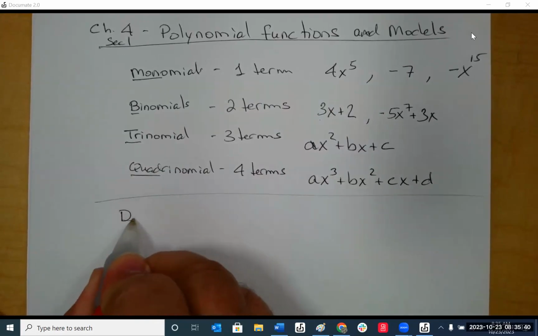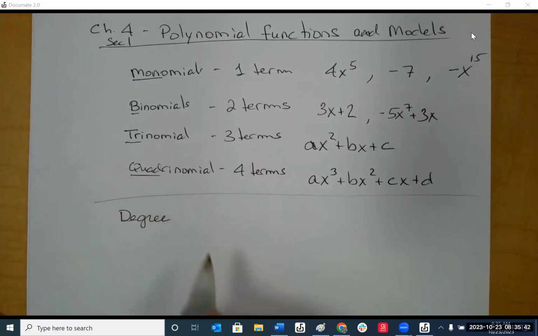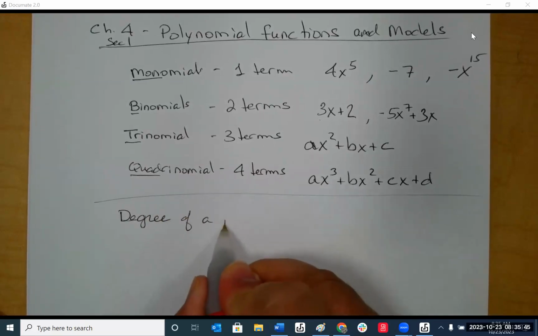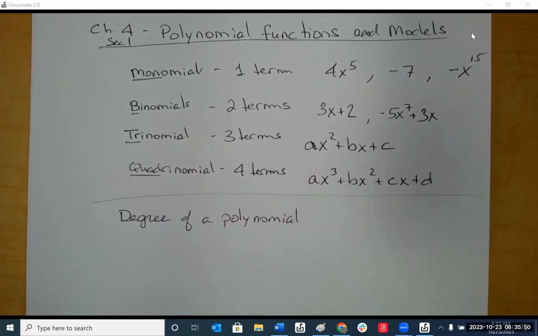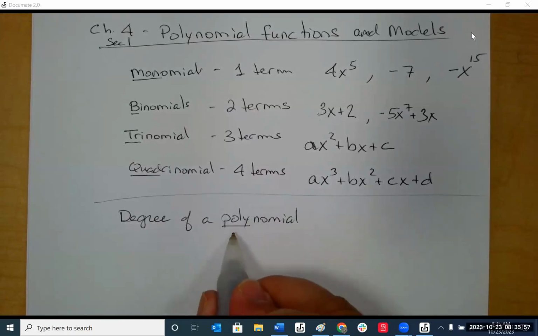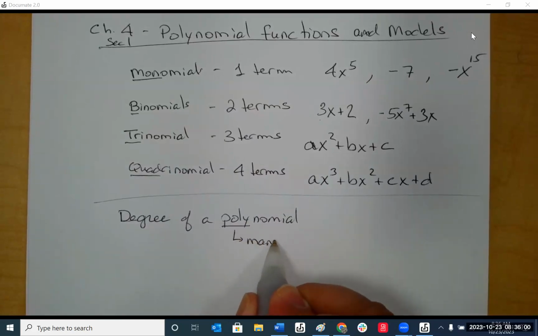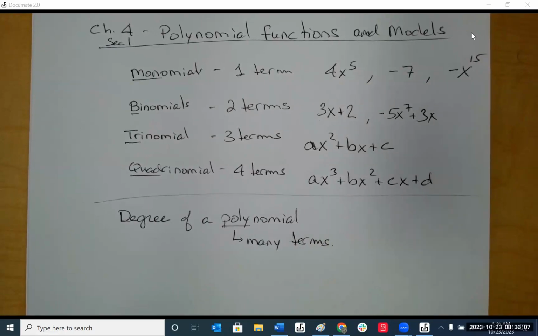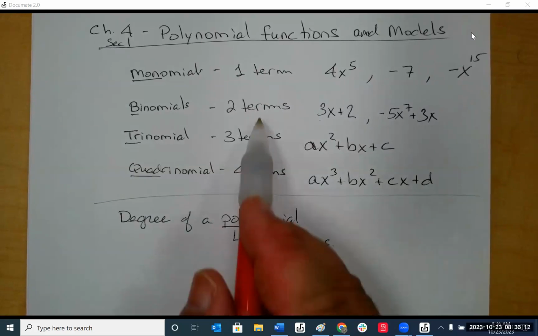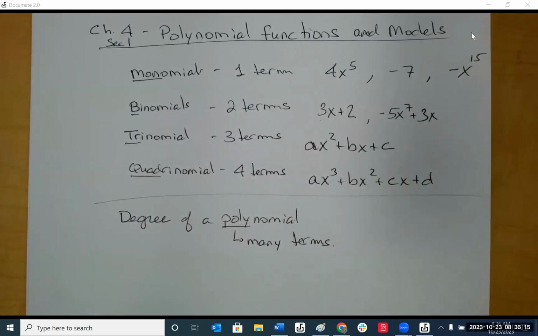We also have something called the degree of a polynomial. Oh, I never defined what polynomials were. Poly means many. So it's an expression with many terms. Since many is an ambiguous term in itself, all of these are examples of polynomials.